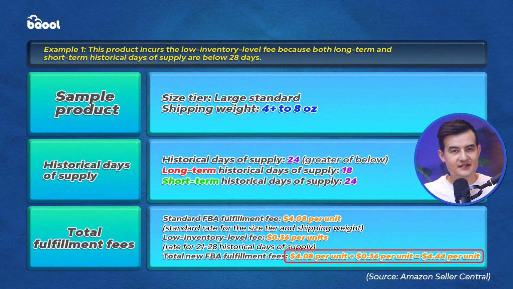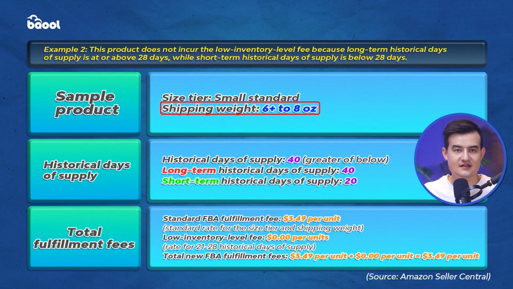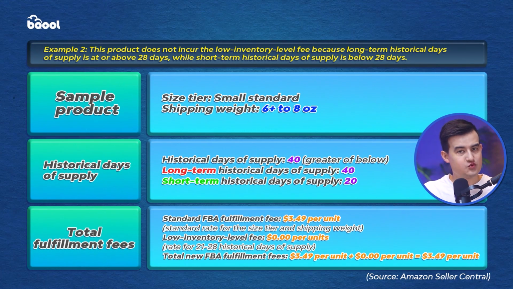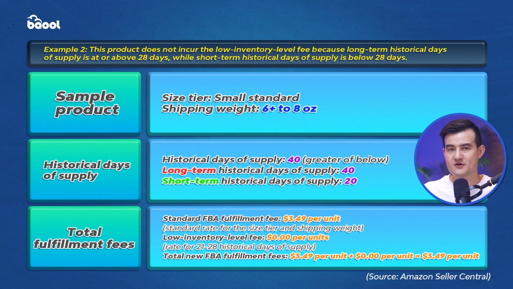Our second example is a small standard product that weighs between 6 to 8 ounces. Long-term historic days of supply is 40 and short-term is 20. Because one of these is above 28, the long-term, this product will not incur the low inventory fee.